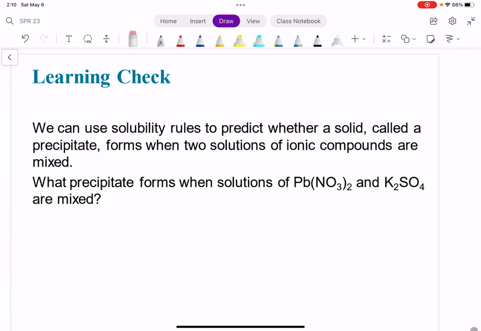Okay, so I want to introduce this learning check, and then I actually want to solve it with you in the next video. But let's take a look at this sentence real quick. We can use solubility rules to predict whether a solid, which we also call a precipitate, forms when two solutions of ionic compounds are mixed. This is what we're going to do in lab this week. We're going to look at precipitation reactions and see if a precipitate or a solid actually forms and determine what that solid might be.